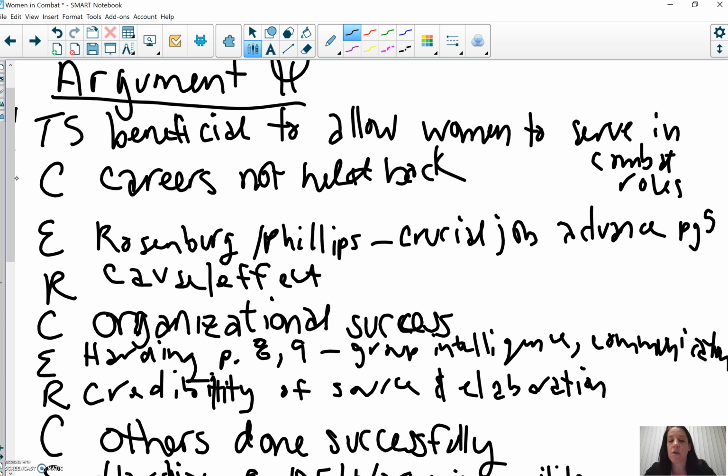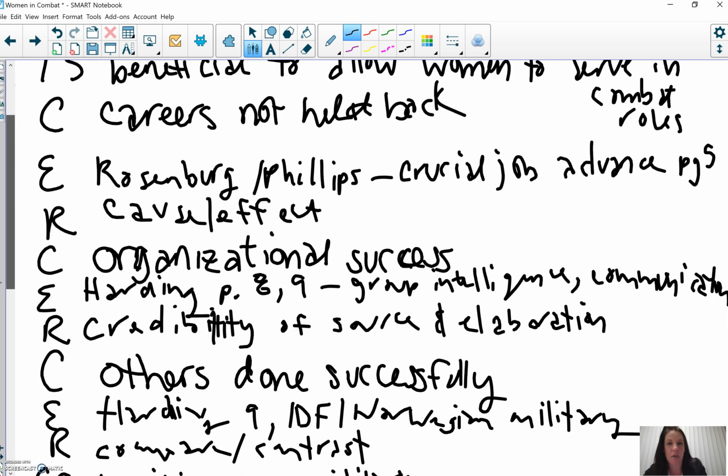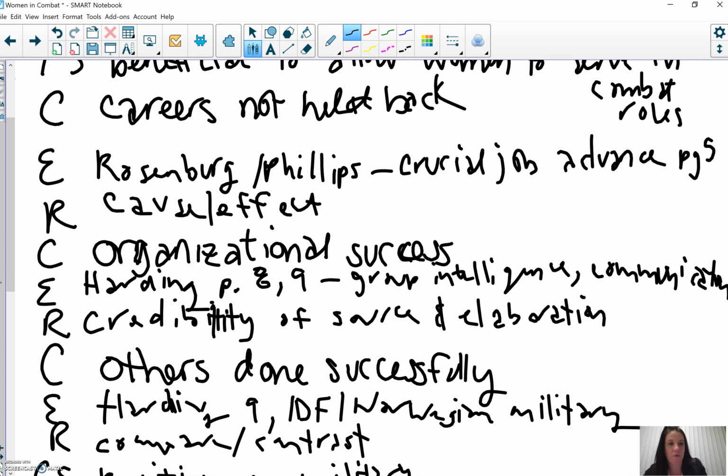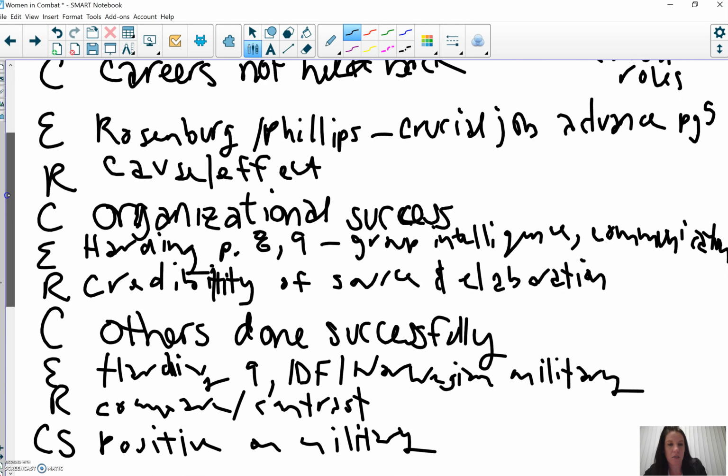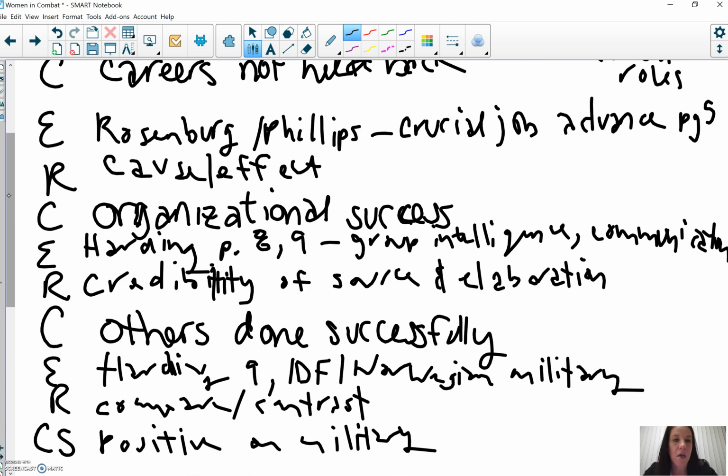It's the Rosenberg and Phillips article that talks about that, and they talk about how serving in these combat roles is crucial to women's job advancement. That's on page 5. And then we're going to use cause and effect to talk about that, because the cause of women not being able to have that job advancement is the fact that they can't serve in those roles.